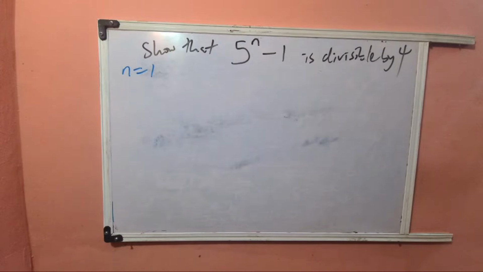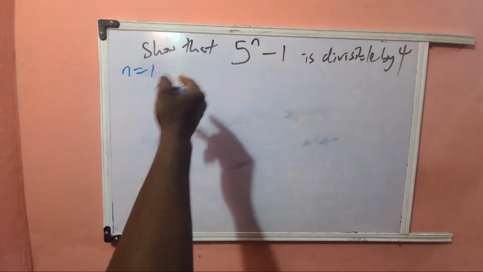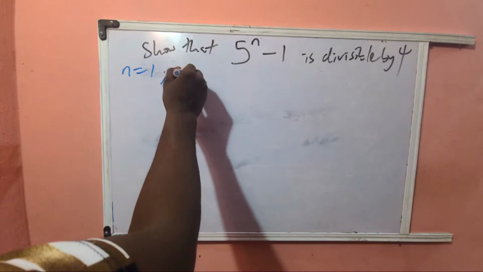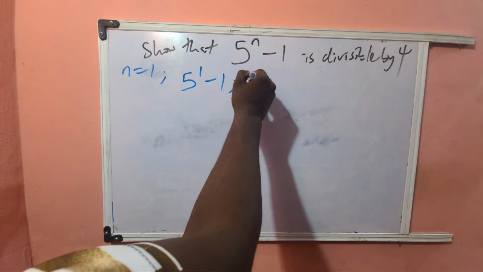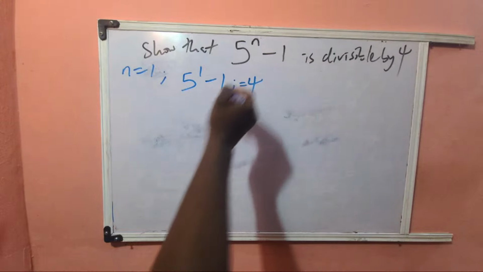So let n equal 1. So what do we have here? Let's see if, when n was 1, it was divisible by 4. So when you fix n as 1, what do you have? You have 5 raised to power 1 minus 1. This will give you what? 5 minus 1, that's 4. Okay, so we got our answer to be 4.